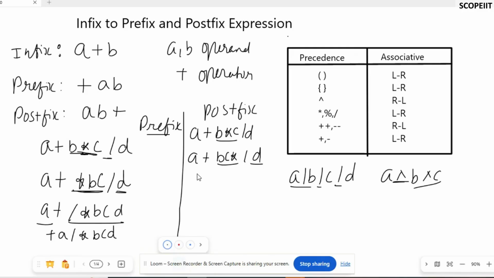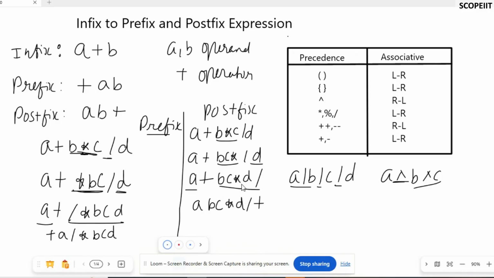This is one term. So A plus. Now what will happen? Divide will be at the last. So it will become BC multiply D, and divide will go last. So now this is one term, this is one term, and you have plus. So what will happen? A, B, C multiply D divide plus.